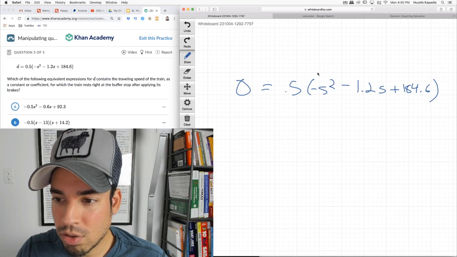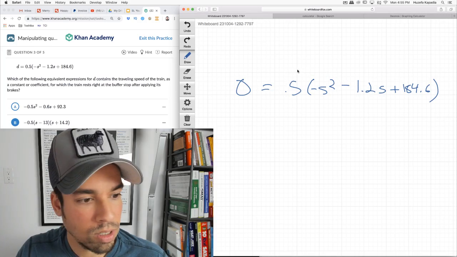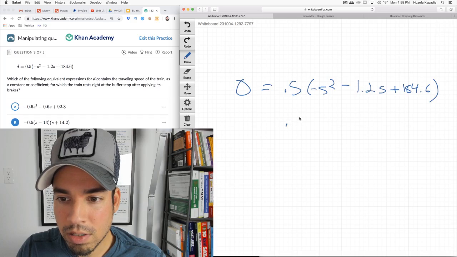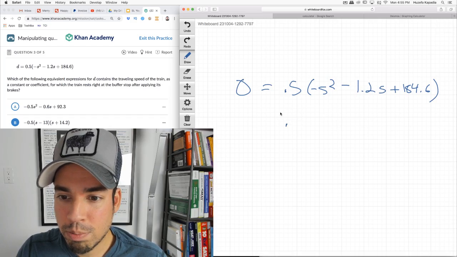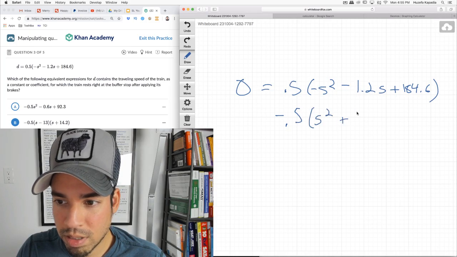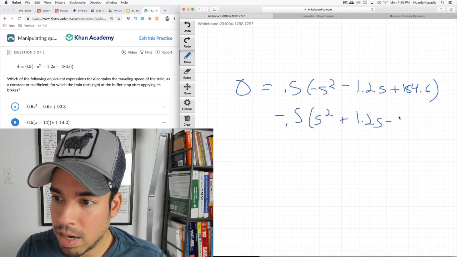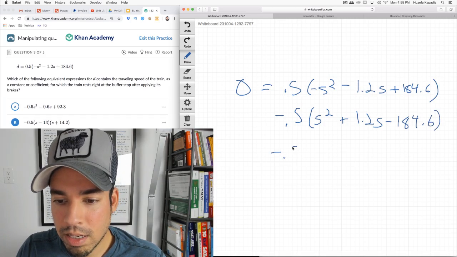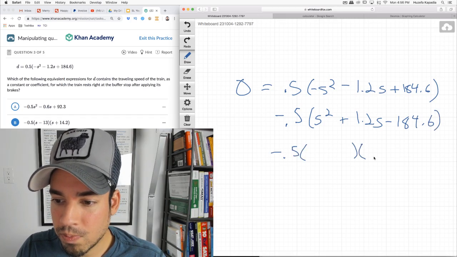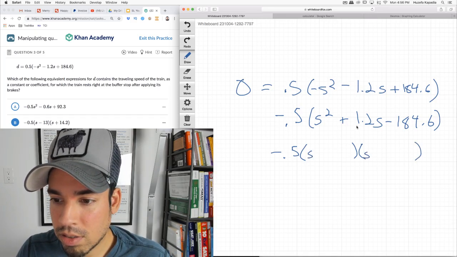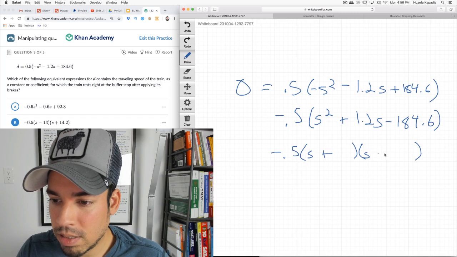Well, we can't factor it like this. So first we're going to distribute, actually, no, we can leave the 0.5 out. We can just factor what's inside here. Let's pull out a negative 0.5, and that becomes s squared plus 1.2s minus 184.6. Should be easier to factor that way. And then we would have s, so it's plus minus.